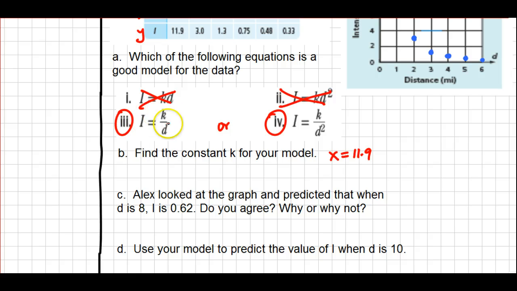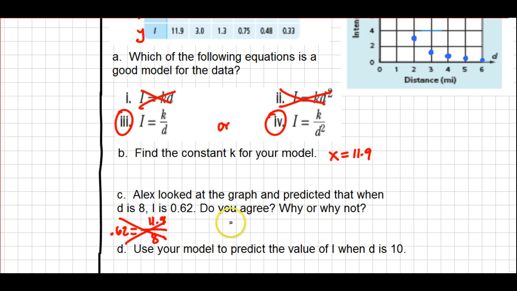So let's go ahead now and plug in numbers to come up with our actual model and see which model makes more sense. So let's take the first model of I equals k over d, and let's use the 11.9 for k. The d, he says, was 8, and the I, they say, is 0.62. So now I'm going to calculate on this side and see if I get the same answer. And when I do 11.9 divided by 8, I get about 1.4, which is nowhere near 0.62. So I'm guessing it's not that one.